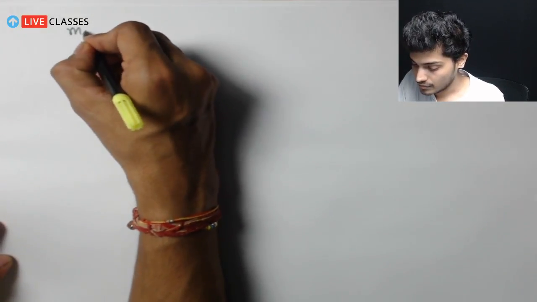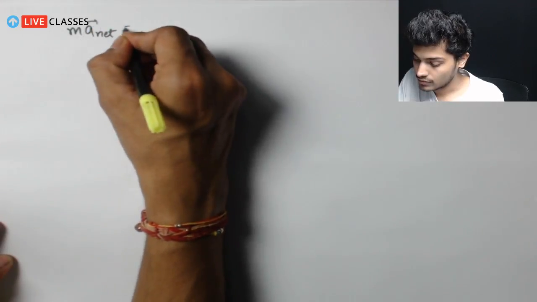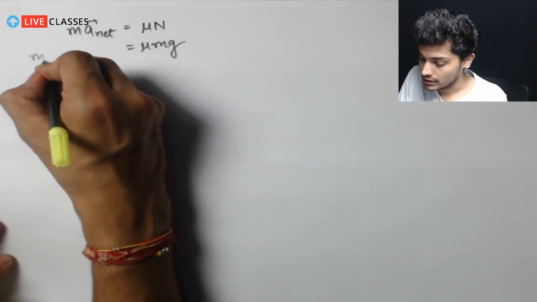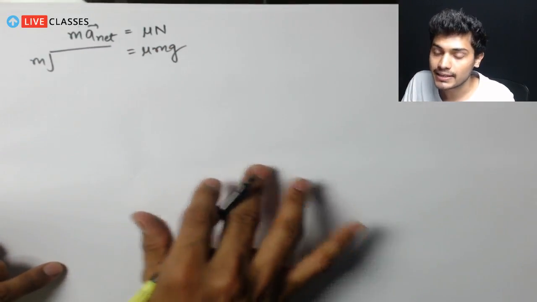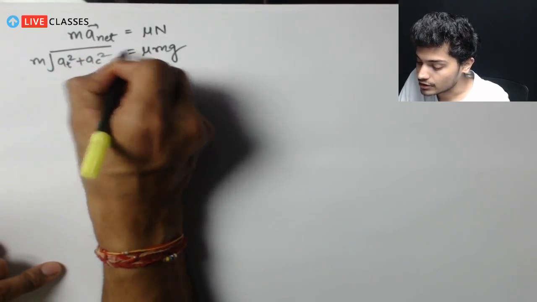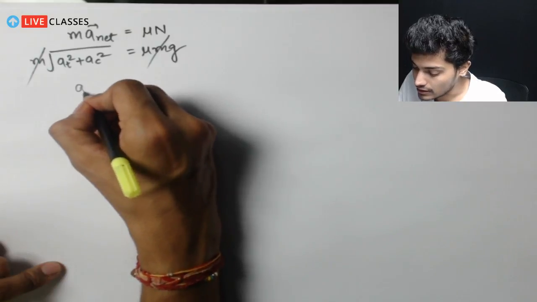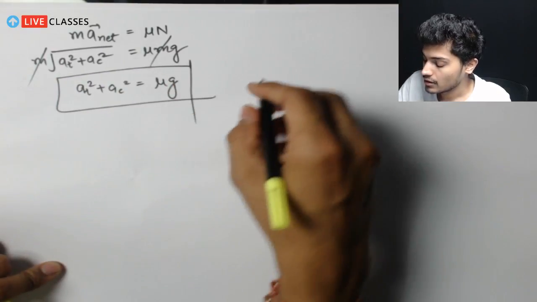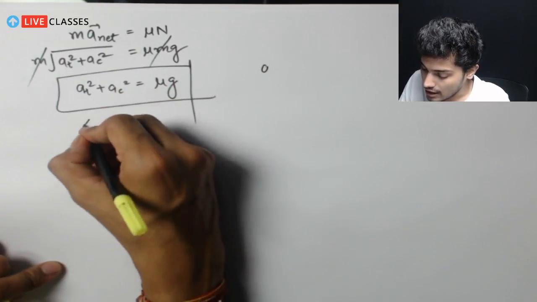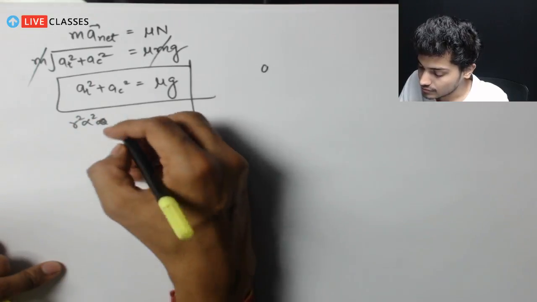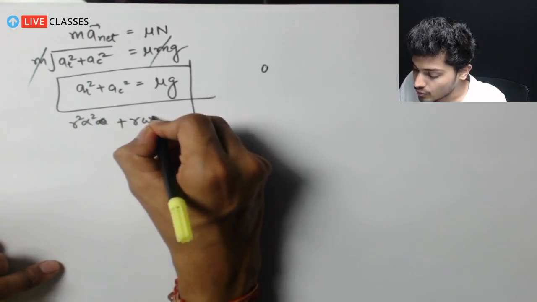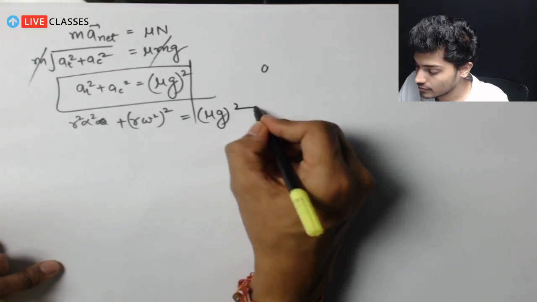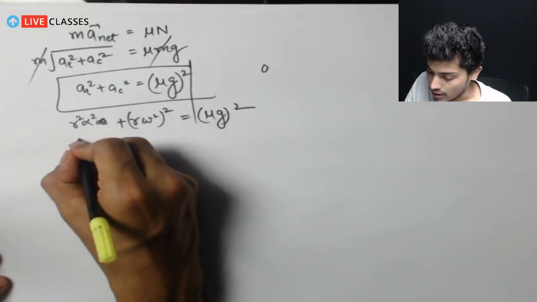So here m A net will be equal to mu N, that is mu mg. We know A net is given as the square root of AT square plus AC square. So m will get cancelled out, and the square root of AT square plus AC square will be mu g. Here AT is r alpha and AC is r omega square, so r square alpha square plus r square omega to the power 4 equals mu square g square, right?